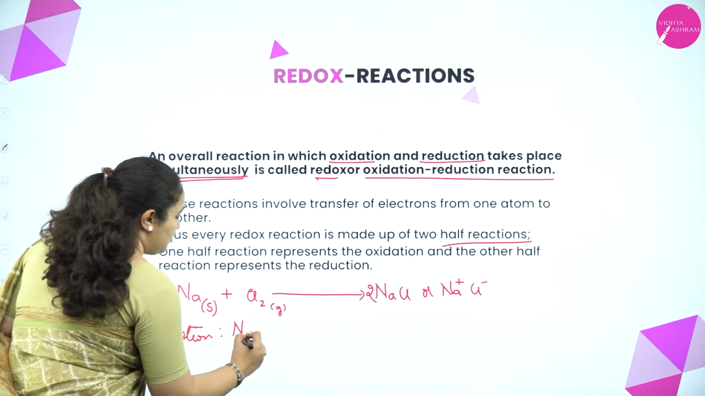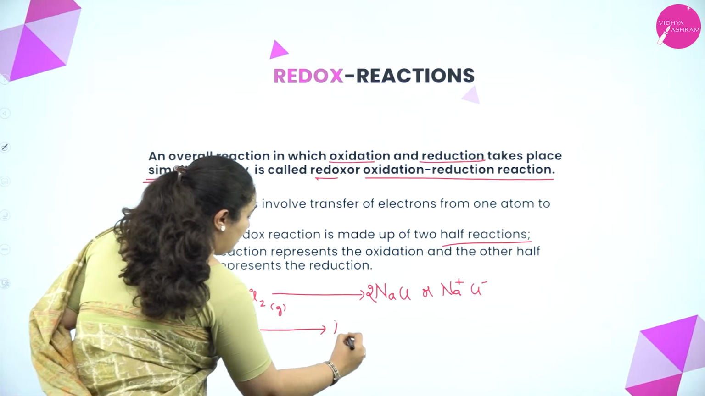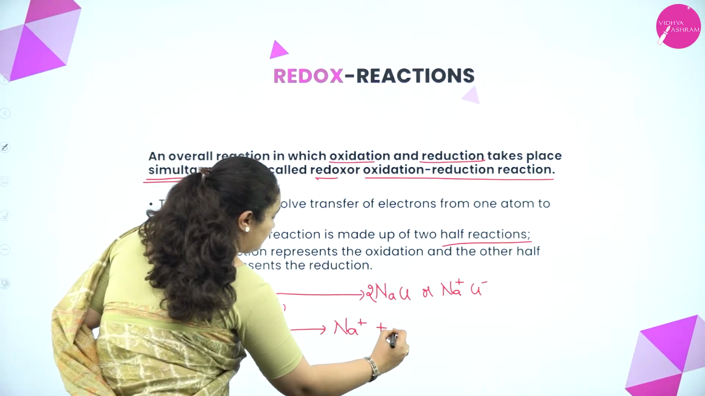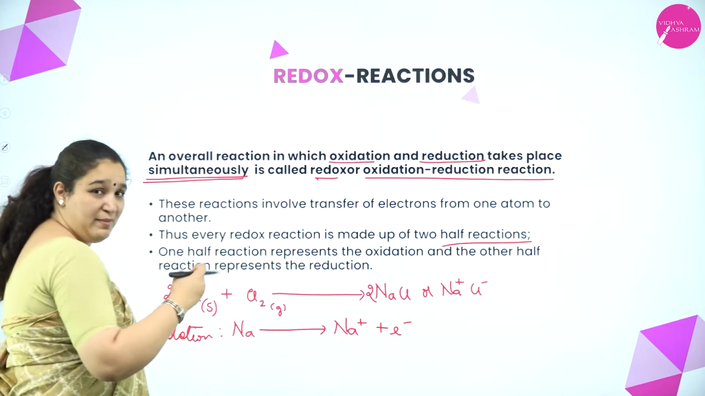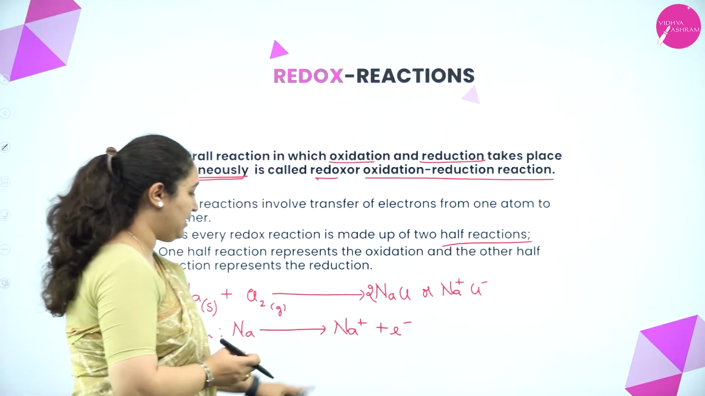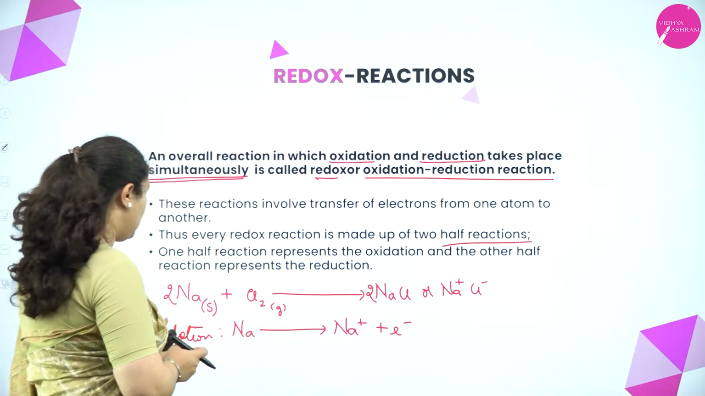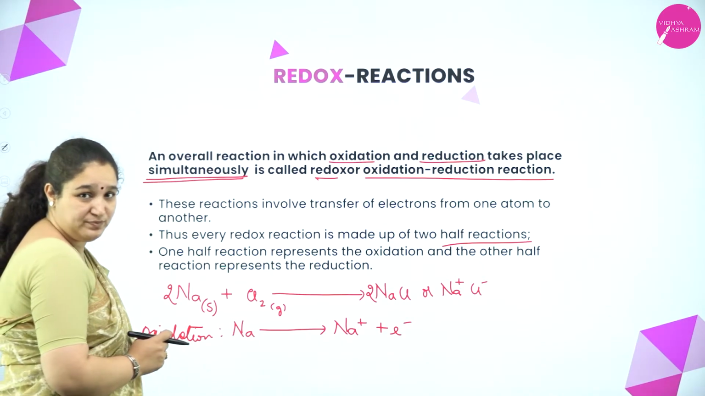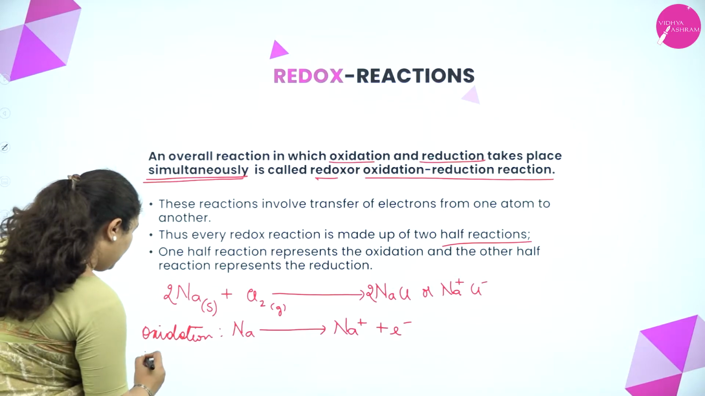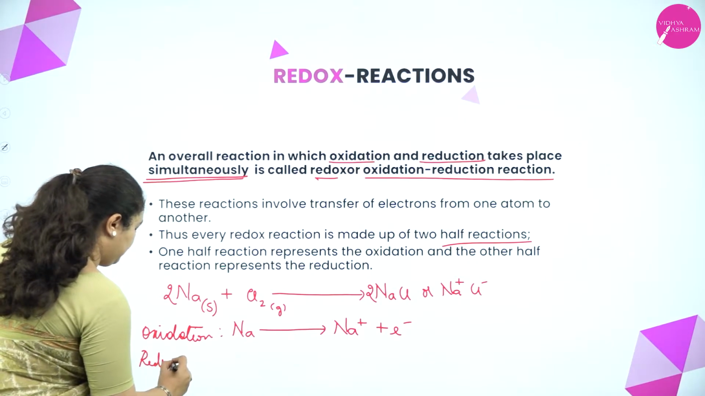where sodium is losing an electron. Okay. From the sodium atom, you take out an electron, it becomes Na plus and the electron is lost. So what reaction is this? Oxidation reaction. Correct?